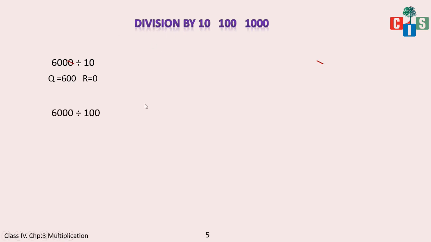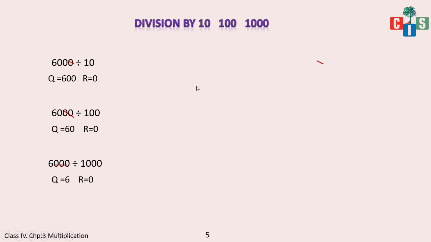Now when 6000 is divided by 100, what you do is, 100 has 2 zeros. So I'll cut 2 zeros here. So I'll have 60. So my quotient will be 60 and the remainder will be 0. When 6000 is divided by 1000, 1000 has 3 zeros, so I'll cut 3 zeros. My quotient will be 6 and the remainder will be 0.